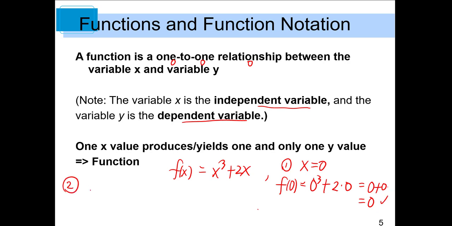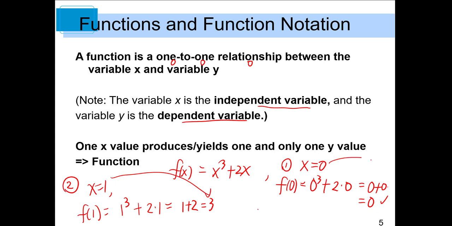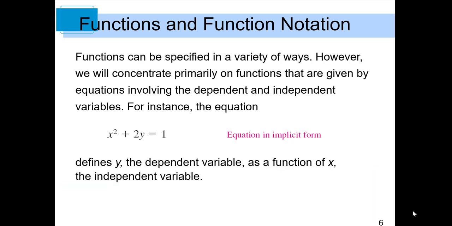Another example could be, let's say x equals 1, right? You randomly pick an x value. Now here f of 1, the y value, equals 1 cubed plus 2 times 1. So it's 1 plus 2. That is 3. Again, one-to-one relationship. Basically a function could be specified in different ways, but we mainly concentrate on functions that are given by an equation involving dependent and independent variables.